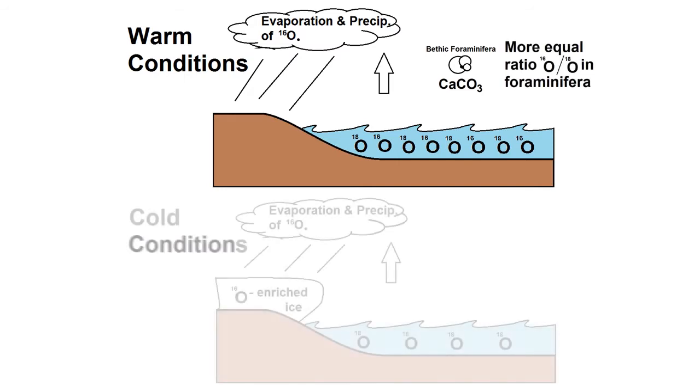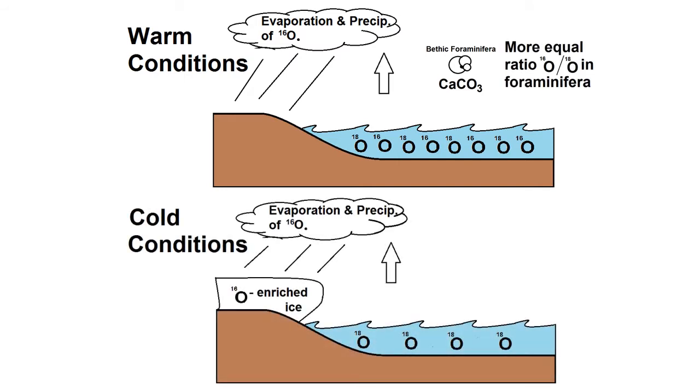Now, during cold conditions, you precipitate that O16 water, you store it as ice on the continents. This leaves the oceans enriched in O18. And if the oceans are enriched in O18, then your benthic foraminifera are going to be making shells that are more enriched with O18 because the O16 is being stored on the continents in the form of glacial ice. Now, during a warm condition, all that O16 water is going to melt and it's going to run back to the oceans, and then we'll have a more equal ratio again of O16 to O18.